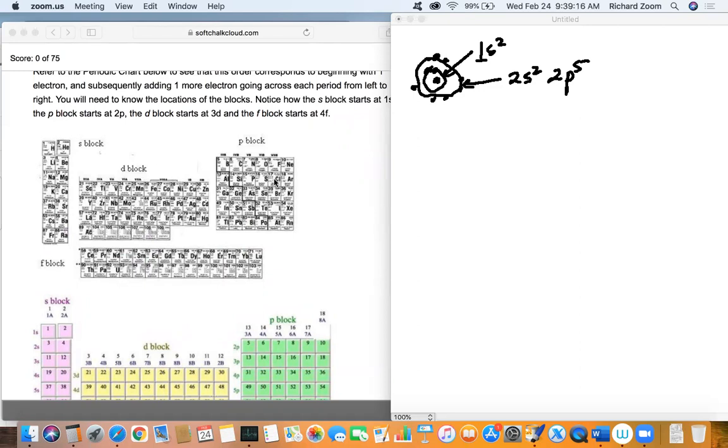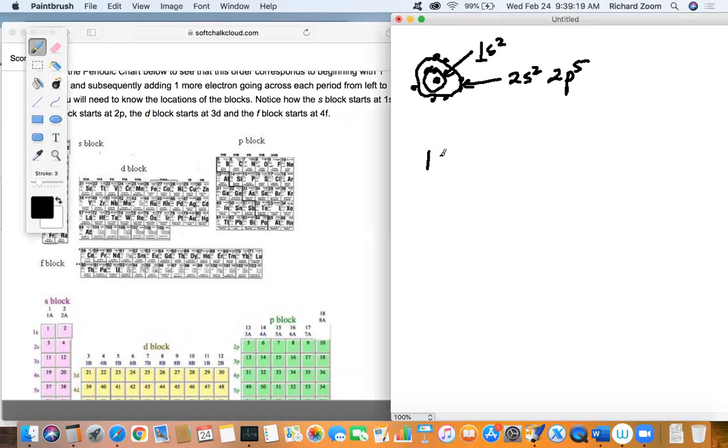And what that means is we start out and we do 1s2. Yes, my computer's sped up now a bit. I think it was Adobe that was the problem.